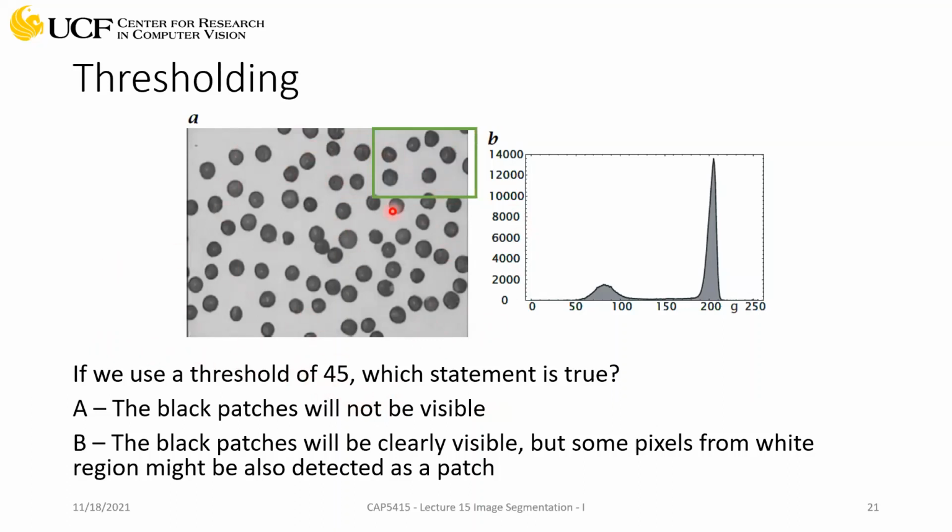All right. The second point is saying the black patches will be clearly visible, but some pixels from white regions might also be detected as a patch. So this statement says that these black patches will be clearly visible. It means you will have these nice boundaries, but some of the pixels in the background will also be considered as foreground.